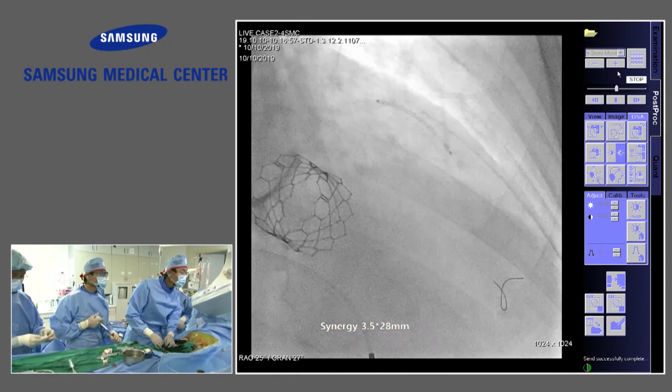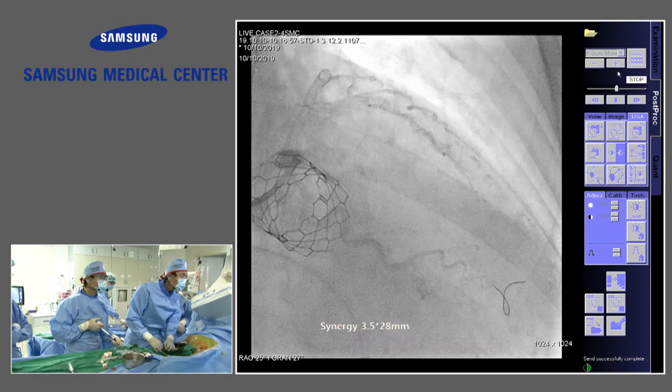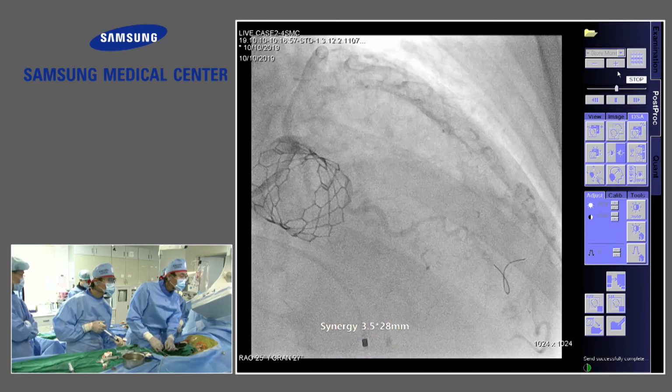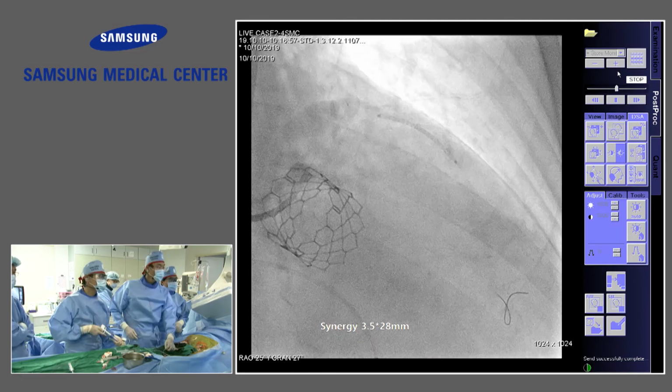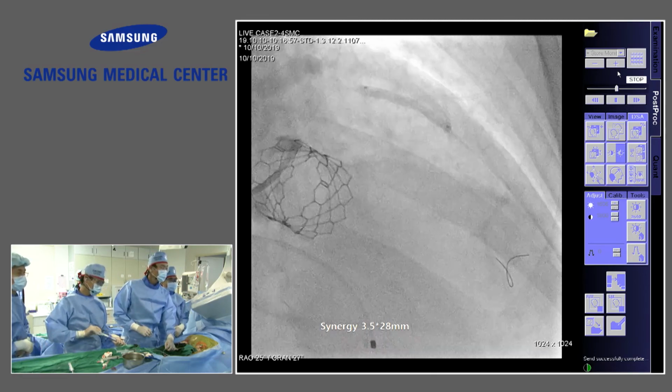Dr. Gwon, I really enjoyed your cases, very interesting, and successful TAVI procedure. And we will move to Dr. Kim's lab. Say hello. Okay, thank you. Okay. Thank you. Congratulations. Dr. Kim.